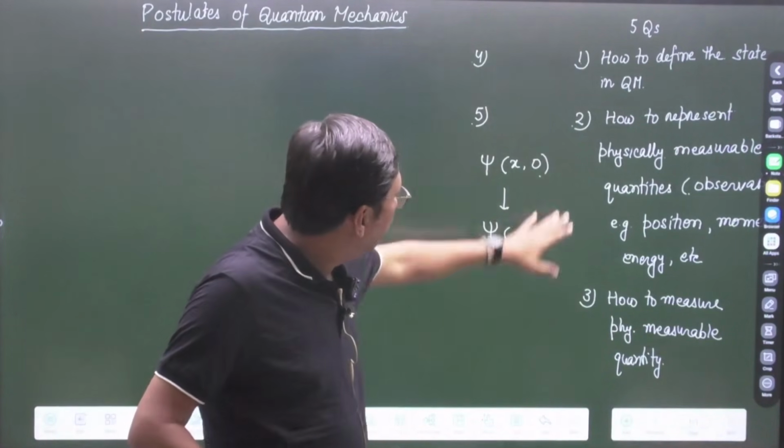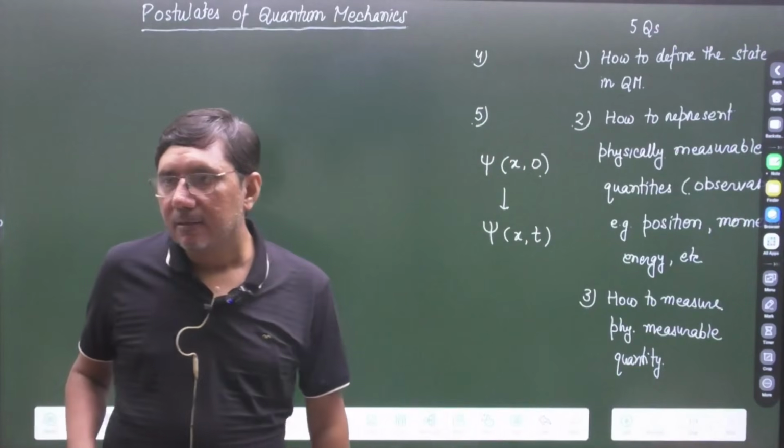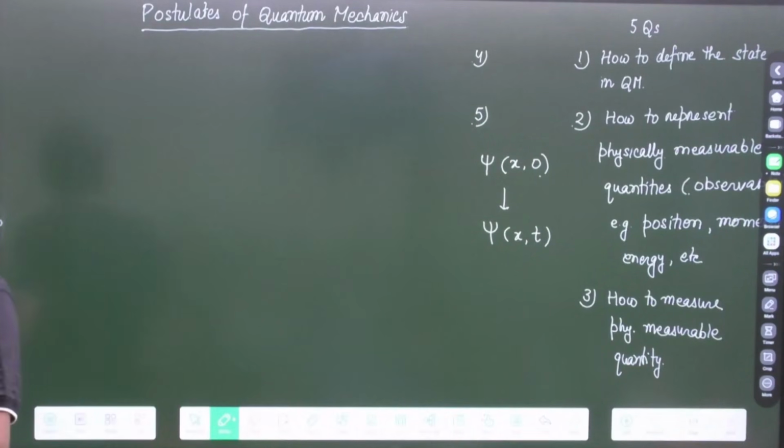So we are in search of these 5 questions. You have to define the state. You have to learn how to represent the physically measurable quantities. Next will be how to measure these quantities when the system is in a particular state. Next, if we measure again and again and get different values, then what will be the value of that observable? You say this will be the momentum, but I need one value. Then how will we actually write the value of the observable in that state.